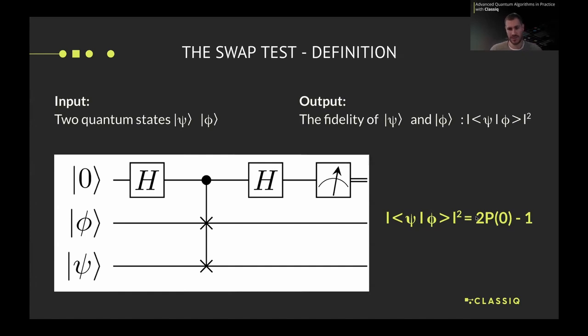So we measure the first qubit, we receive the probability or the histogram of 0 and 1. We take the probability of measuring the first qubit 0, multiply it by 2, decrease 1, and we receive this fidelity, this overlap. And this is really nice because it's quite simple, a very, very useful tool, and quite straightforward. So this is quite nice.